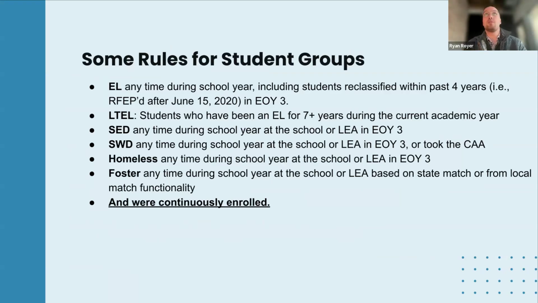Here are some of the rules for the student groups when it comes to the academic indicators that I just wanted to have as a resource for you guys. We won't read through all of them, but there are some things here. So English learners on the California School Dashboard were English learners at any time during the school year, including students reclassified within the last 4 years. And all of these, because of the way the accountability model works, have the foundation of and were continuously enrolled, meaning enrolled from census day to taking the test. That's the foundation there. And that's what we do with our dashboards.